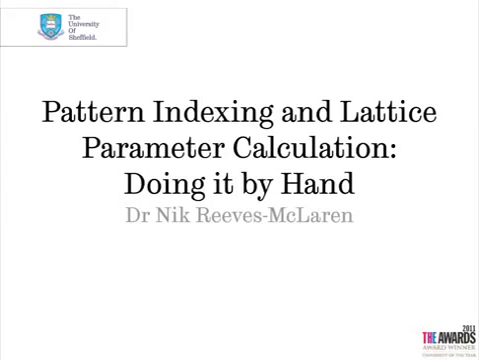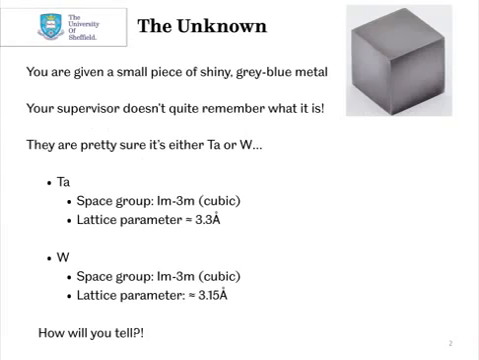In this video, I'm going to show you how we can index a powder pattern by hand and then calculate the lattice parameters. We're going to do this for an unknown material. Let's imagine you've been given a small chunk of shiny metal and your supervisor doesn't quite remember what it is. They think it's probably either tantalum or tungsten.